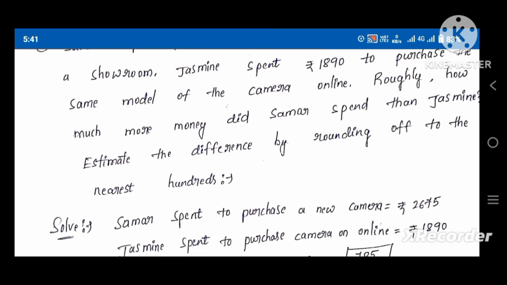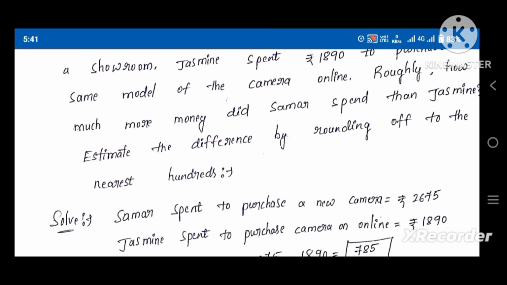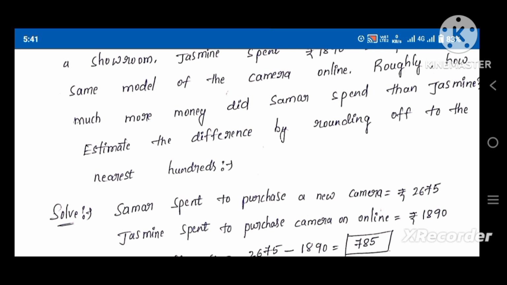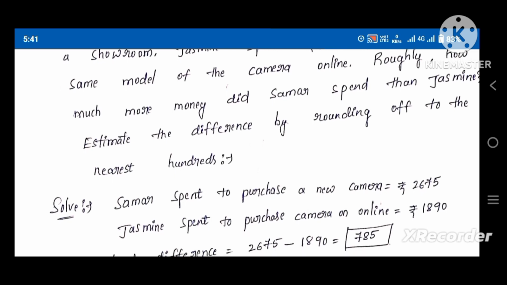Solve. Sameer spent to purchase a new camera is equal to rupees 2675. Jasmine spent to purchase the camera online is equal to rupees 1890.